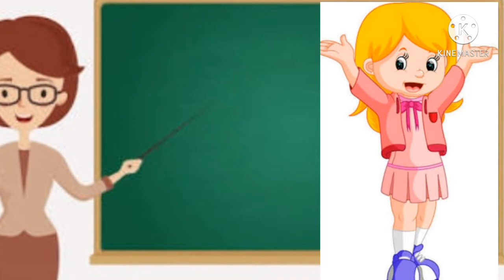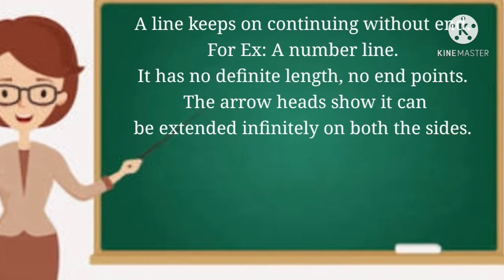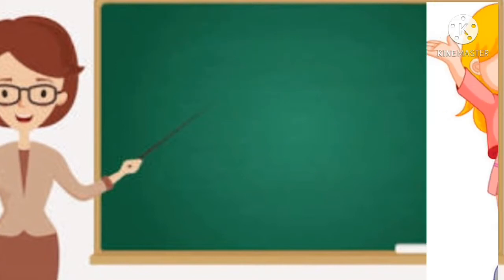Then what is a line? A line keeps on continuing without end. For example, a number line. It has no definite length, no endpoints. The arrowheads show it can be extended infinitely on both the sides.